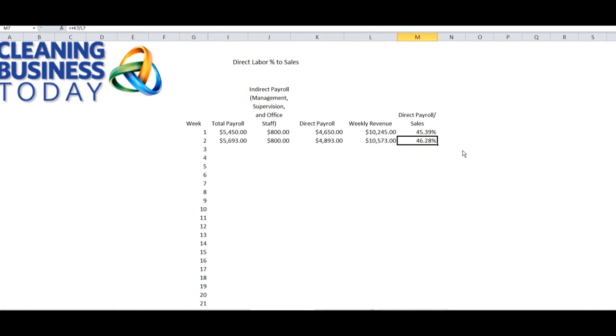If you track your direct labor payroll as a percent to sale week in and week out and manage your business in a way where you can keep this percentage here in this column constant and implement scheduling efficiencies and other things where you're constantly trying to manage that and keep this number as low as you can, you'll find that you're making a whole lot more money off of whatever you find yourself cleaning week in and week out.